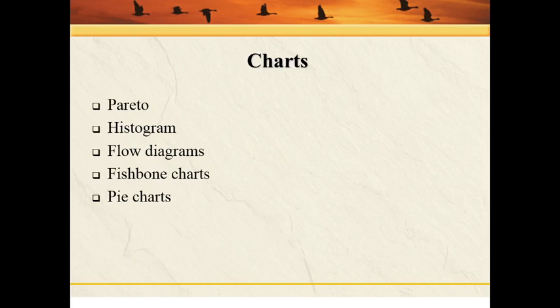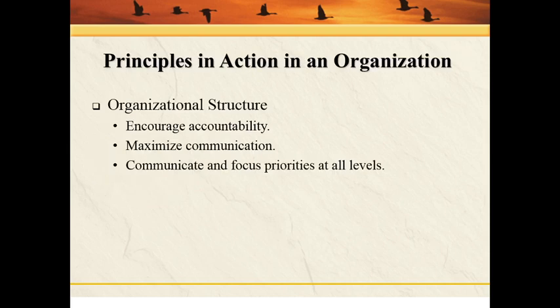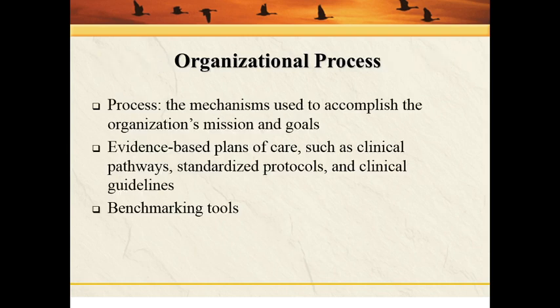So how can you plot this? These are the simple charts: Pareto charts, histograms, flow diagrams, fishbone charts, pie charts. There are so many ways for you all to graph this. Now, principles in action in an organization. What is the organizational structure? It will be responsible for accountability, maximize communication, and communicate and focus priority at all levels. So we know this process now.